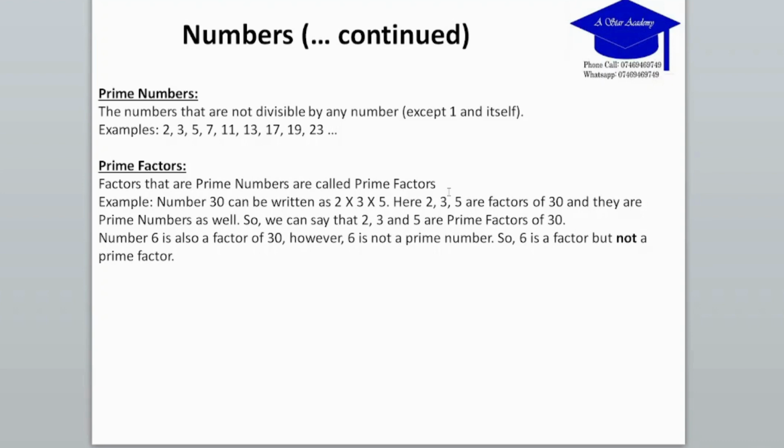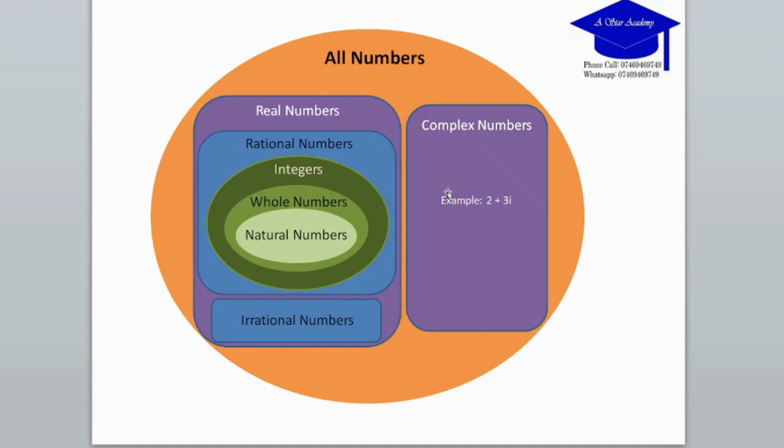So we can say 2, 3 and 5 are the prime factors of 30 because they are factors of 30 and they are prime numbers as well. So they are prime factors of 30. Just to note here, 6 is also a factor of 30. However, 6 is not a prime number. So 6 is a factor but not a prime factor. Okay, so let's move on to the big picture.